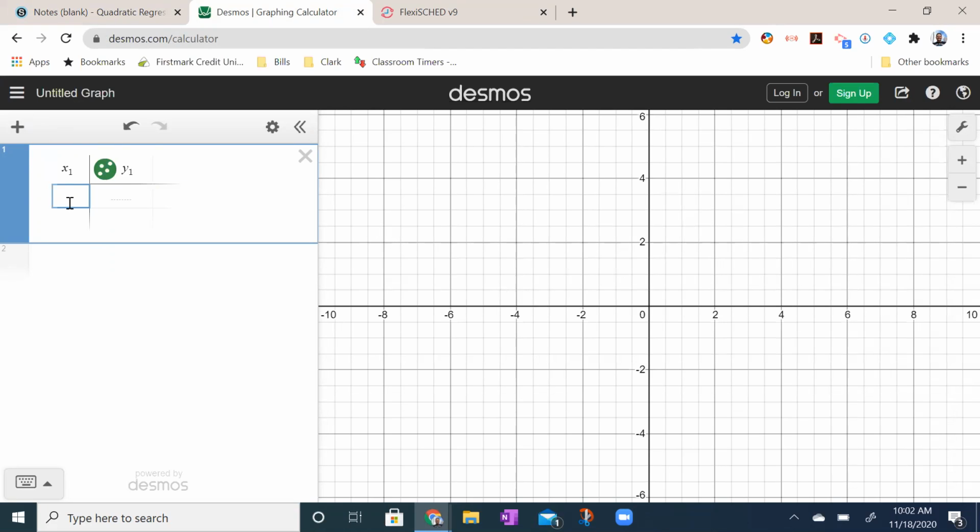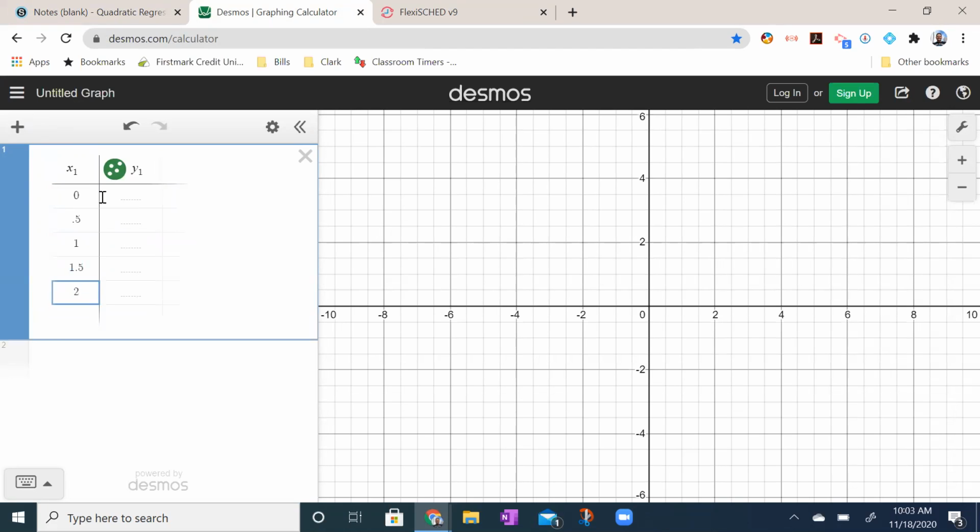So for x, we've got 0, and we can go down the list. So we hit enter, we got 0.5. Then we have 1, then we have 1.5, and then we have 2. All right, and then I'm going to put in my y's, which is 200. Okay, and then we have 164. Then we have 120, and then 68, and 8.